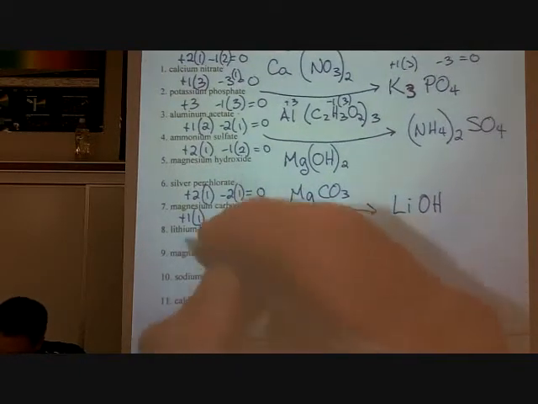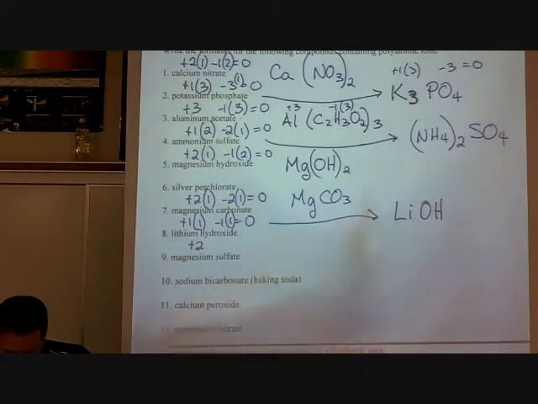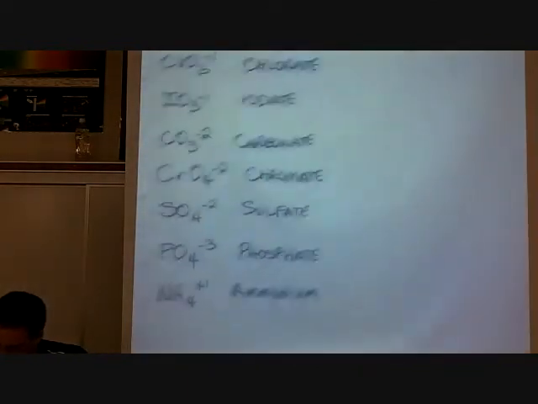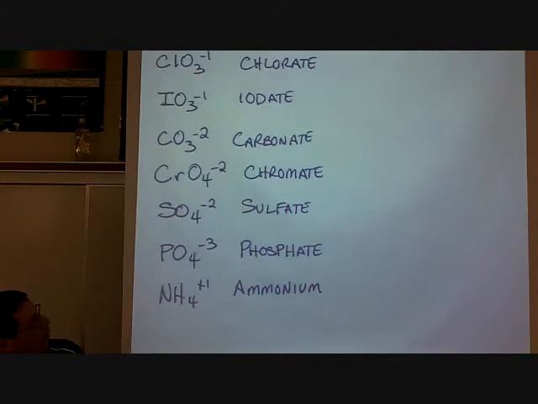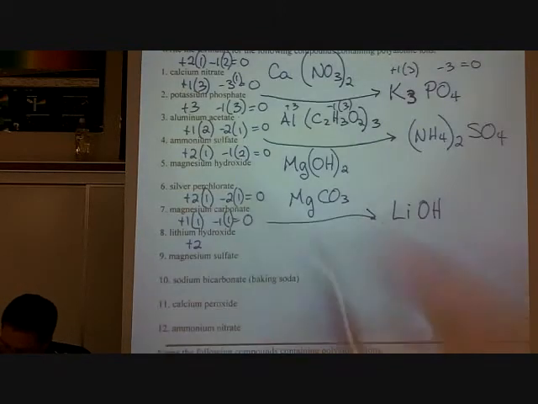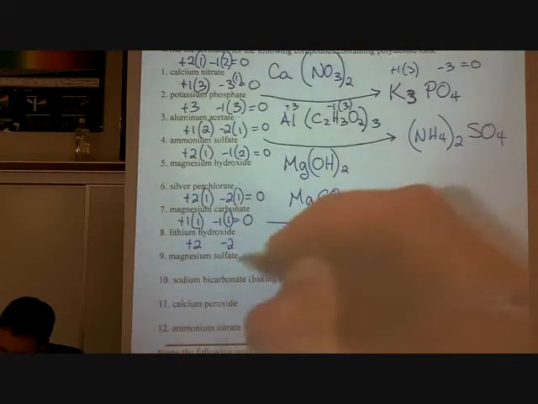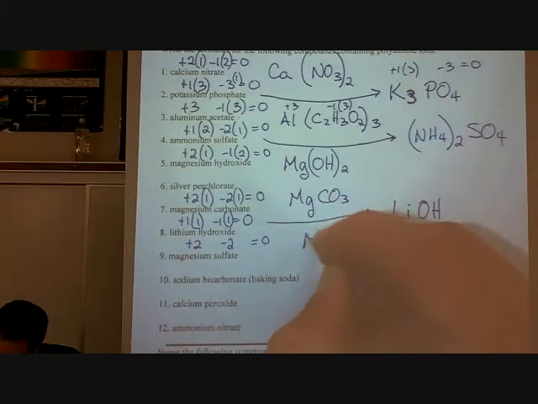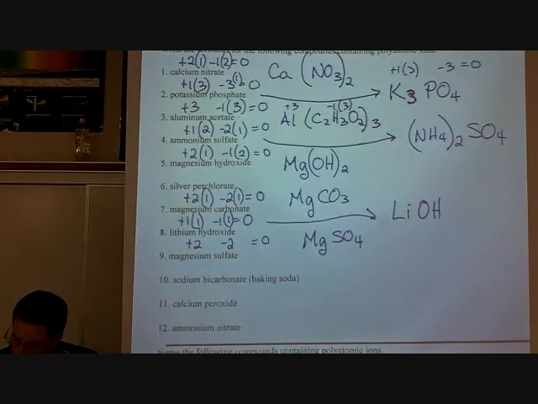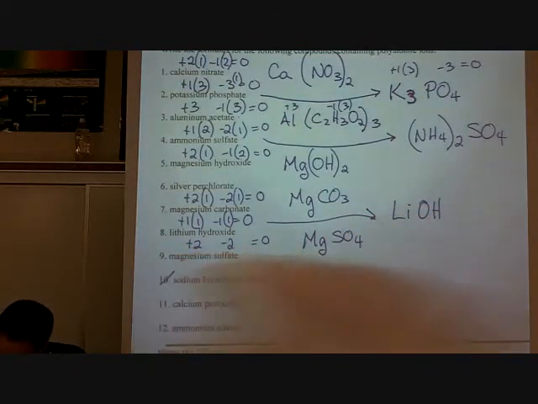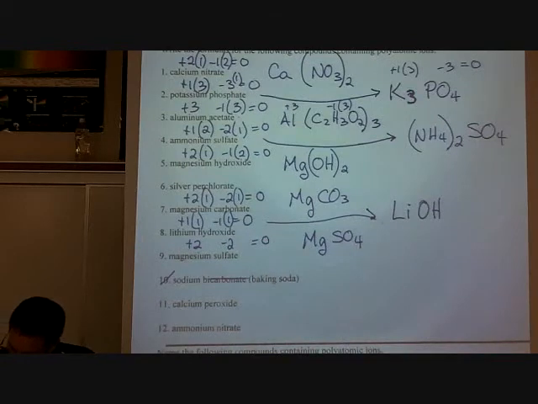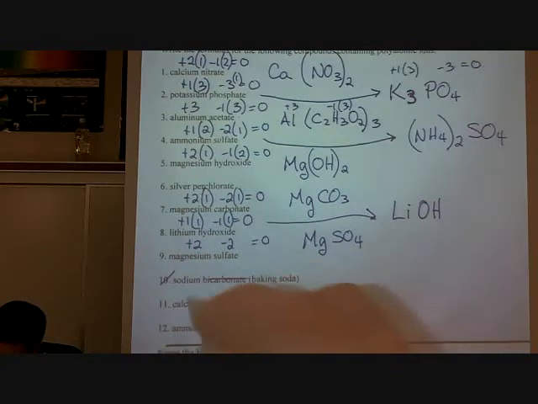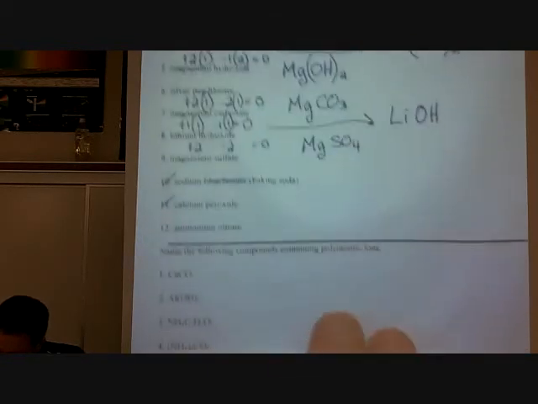Magnesium has a +2 charge. Sulfate, again, is our SO4 with a -2 charge, so it has a -2 value. Man, you guys are getting lucky on these. So magnesium is Mg, and the sulfate SO4, balanced as written. Skip number 10 because we're not doing bicarbonates. Skip number 11. Go right to number 12.